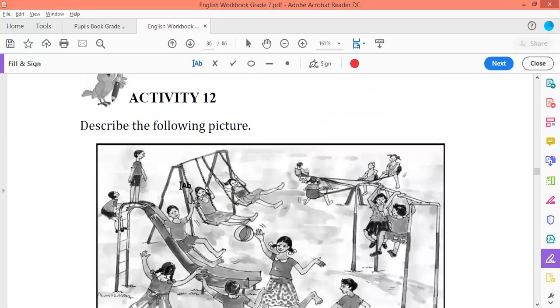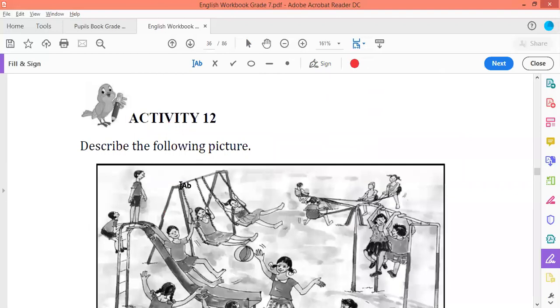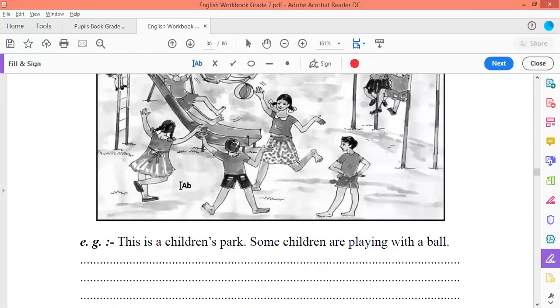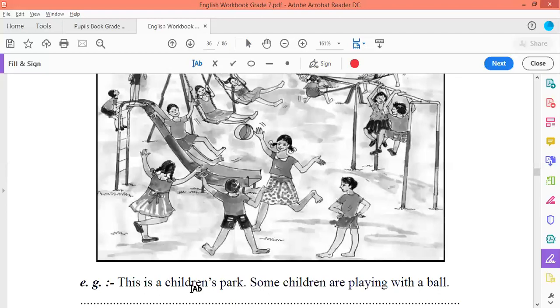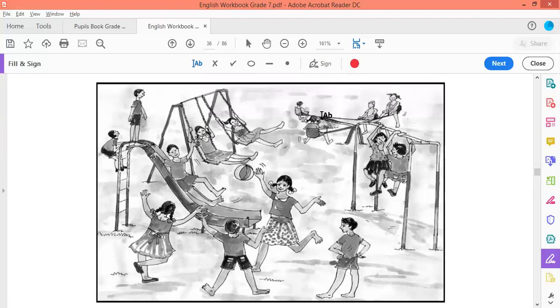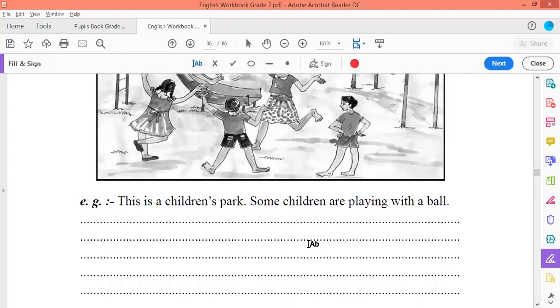Moving on to activity 12. Describe the following picture. Okay, they have started by saying this is a children's park. Some children are playing with a ball. Now there are different play items here, right? We can see children playing in different places with different things. Okay. Let's write something about this picture.